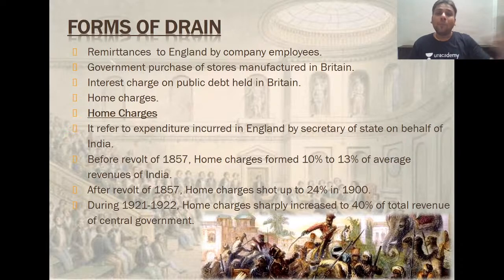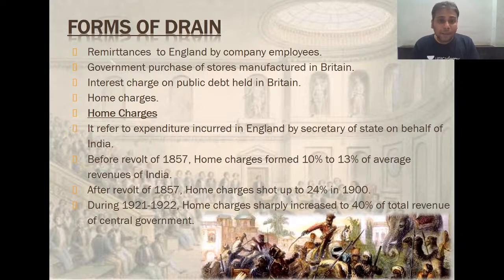Now let us understand forms of drain. What all sorts of drains were there? Now listen to me very carefully. Suppose I am working as a civil servant for the English East India Company. Please pay attention very carefully. Whatever money I am earning in India, a certain part of the money I would be sending to my family in London. What are the forms of drain? Certain part of the money I would be sending to my family in London. This is called remittances.